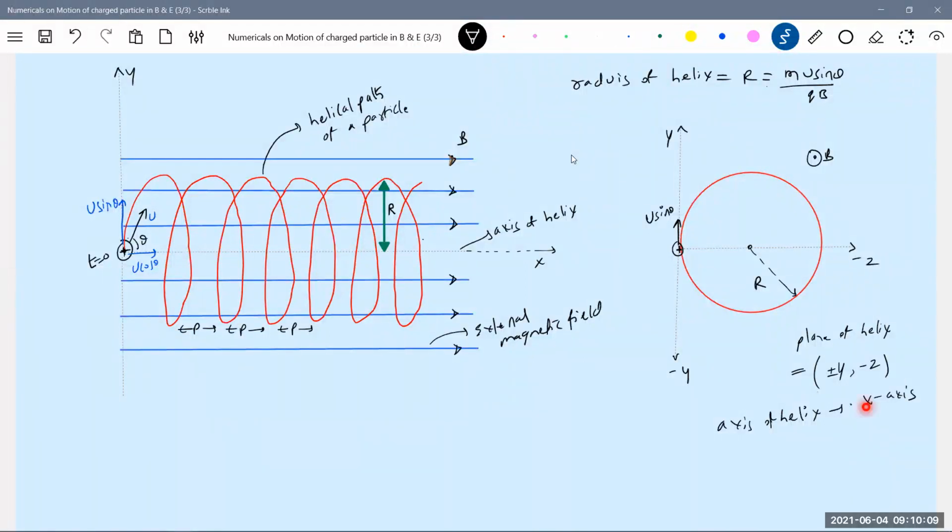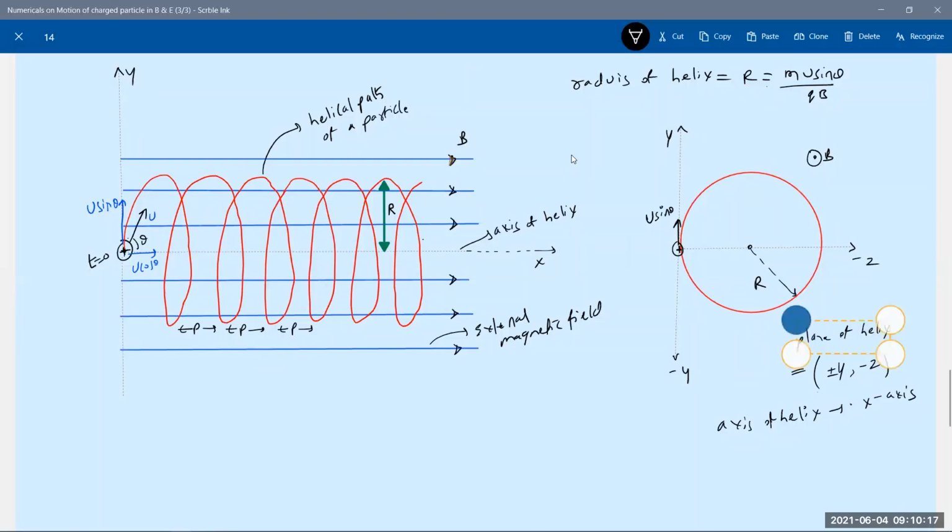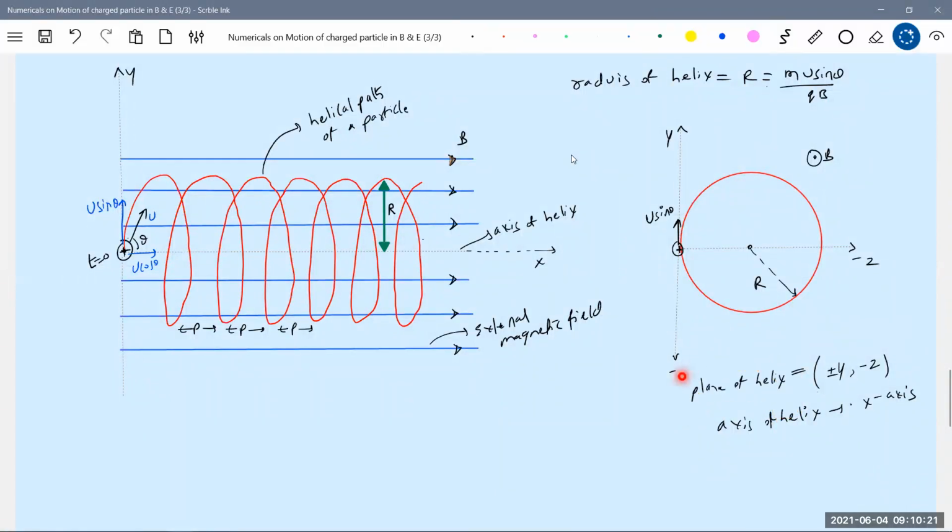So whenever a helical path comes, you should identify these two things. What is the plane of the helix? What is the axis of the helix? The plane of the helix means the plane in which it will be moving in a circular path. This is very important. Okay, now it is going to move in a helical path. So now let's come to this one.